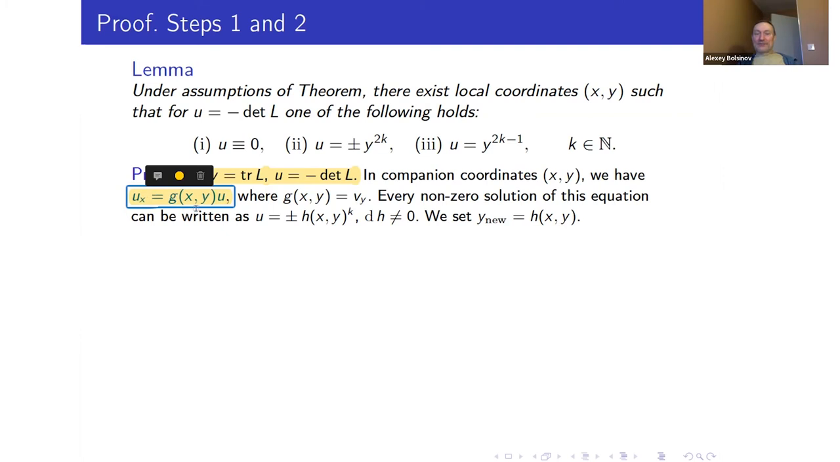U_Y equals some function multiplied with U. And this function is something to do with a trace. But if you look at this equation, you see that it's very simple. In terms of U, this is not a PDE, but an ODE. So Y is the important coordinate, and X serves as a parameter. You can solve this equation.